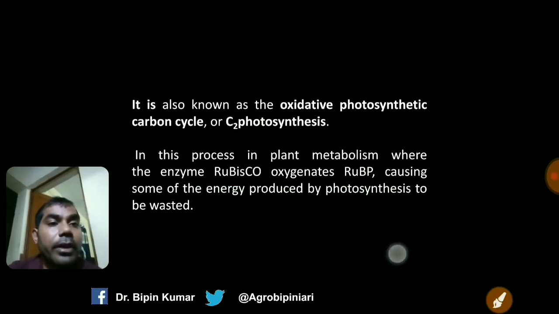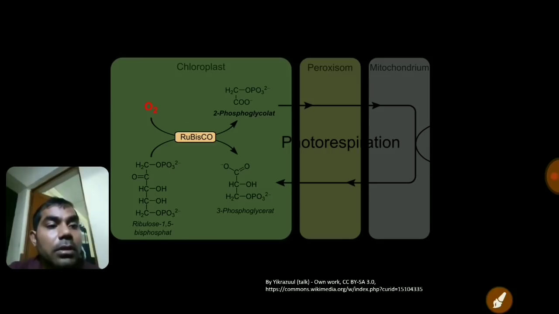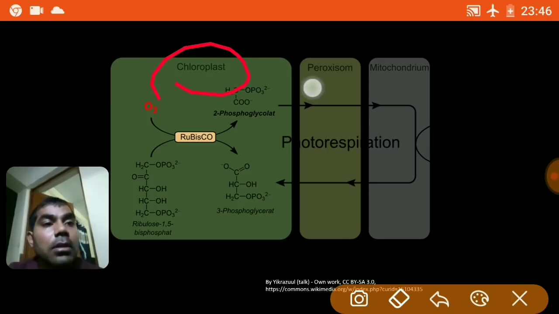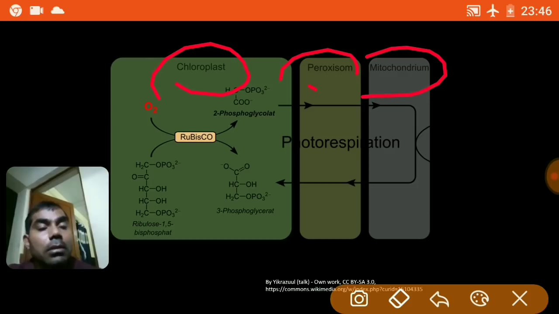If you see where photorespiration occurs, it occurs in the chloroplast, peroxisome, and mitochondria. Many times it has been asked in which cell organelles photorespiration occurs. So your answer will be: chloroplast, peroxisome, and mitochondria. If these three organelles are available in the answer options, that will be your right answer. Here you can see Rubisco causes the oxidation of ribulose bisphosphate, which leads to the wastage of energy. That's why the energy we produce during photosynthesis is wasted in the form of photorespiration.